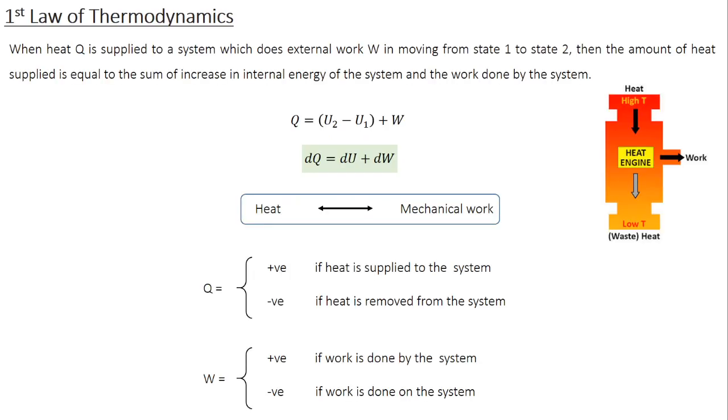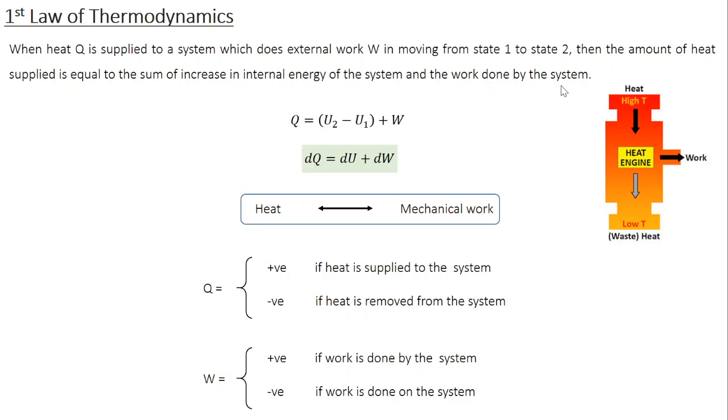Having familiarized ourselves with the concept of heat and thermal equilibrium, it's time now to move on to the first law of thermodynamics, which states that when heat Q is supplied to a system which does external work W in moving from state 1 to state 2, then the amount of heat supplied is equal to the sum of increase in internal energy of the system and the work done by the system.